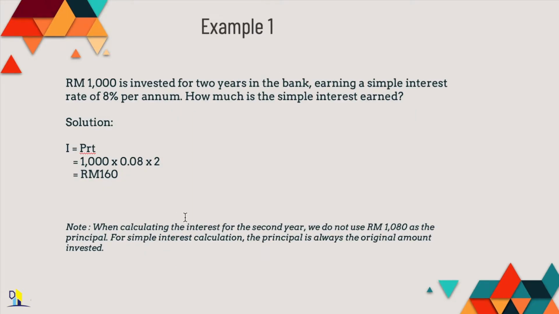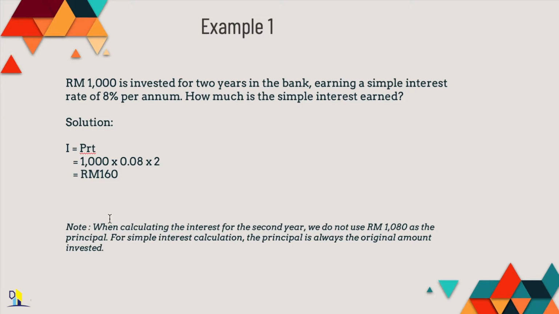An example here to help us understand further. 1,000 ringgit is invested for 2 years in the bank, earning a simple interest rate of 8% per annum. How much is the simple interest earned? So the solution here is I = PRT, P, which is 1,000 ringgit, times 0.08, which is your interest rate, times 2, which is the number of years that you have left your money in the bank, and that gives us 160 ringgit. So 160 ringgit is the simple interest earned.